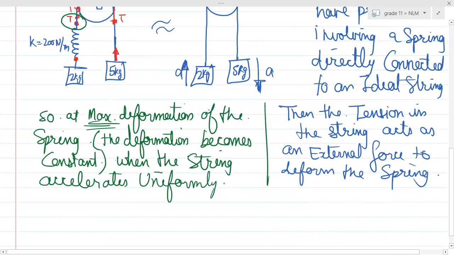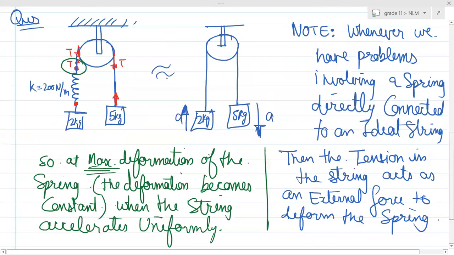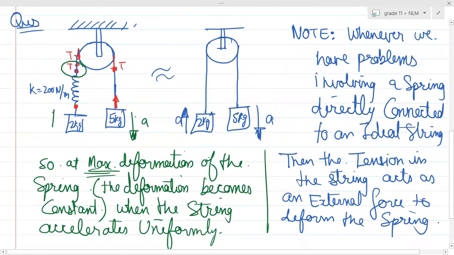So this point is very important. When this block will be accelerating with an acceleration down, then this will be going with an acceleration. Can you see this point will be going with an acceleration up, right? Because it's the same string. If this is going down, then this point should come up. So this point will try to stretch the spring. This 2 kg mass, mg, will also try to stretch the spring.